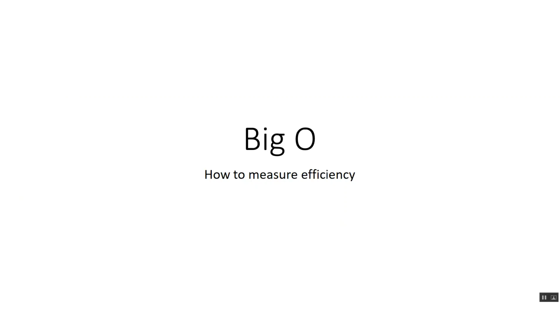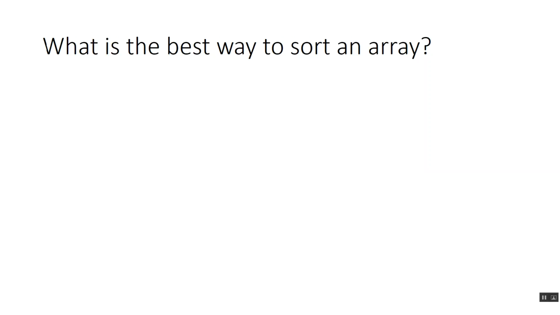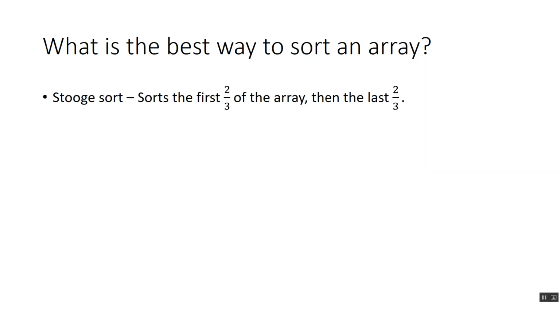Hi, Mr. Miscue. So this right here is my presentation on Big O, and Big O is how you measure efficiency in terms of coding. So first, let's start off with the question: what's the best way to sort an array?